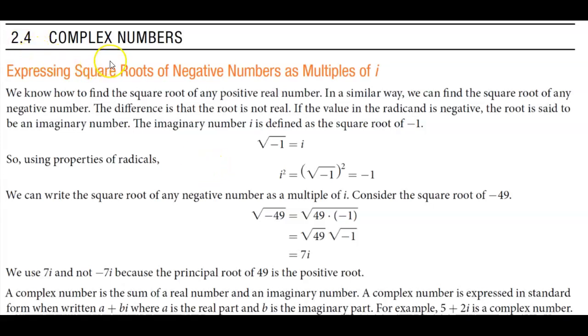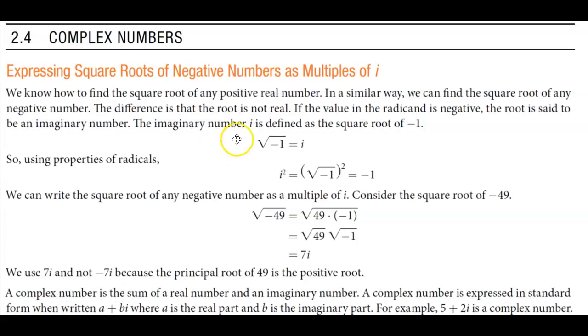Section 2.4, Complex Numbers. Expressing square roots of negative numbers as multiples of i. We know how to find the square root of any positive real number. In a similar way, we can find the square root of any negative number. The difference is that the root is not real. If the value in the radicand is negative, the root is said to be an imaginary number.